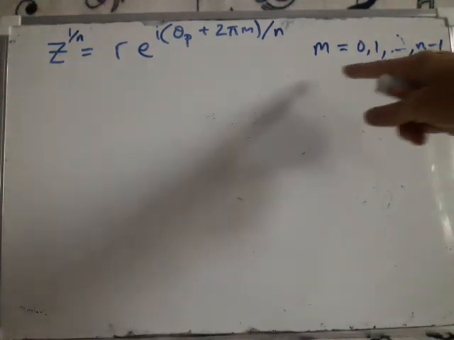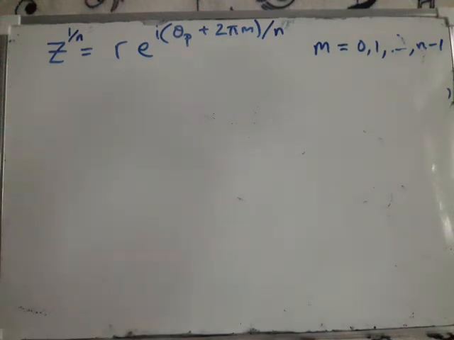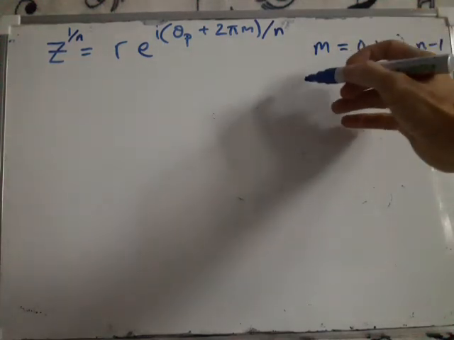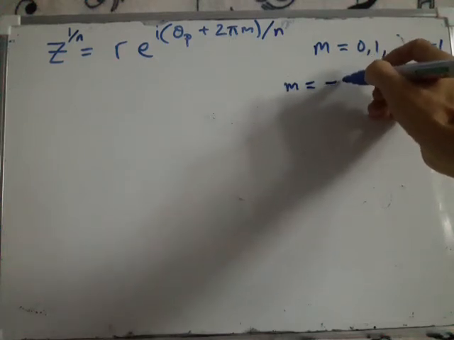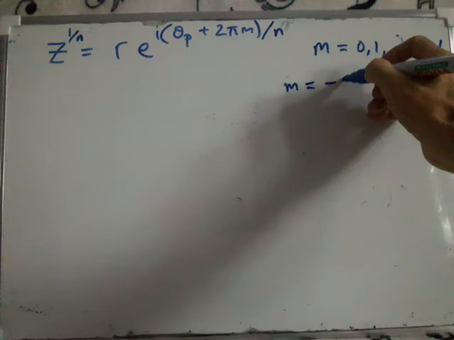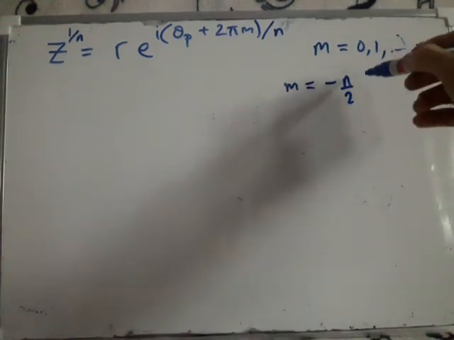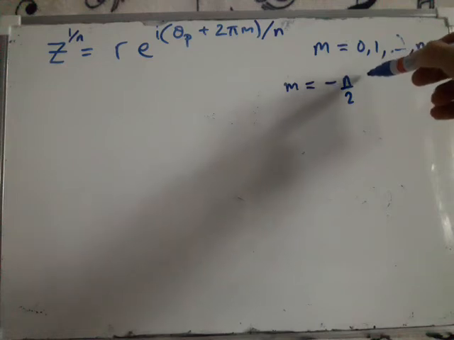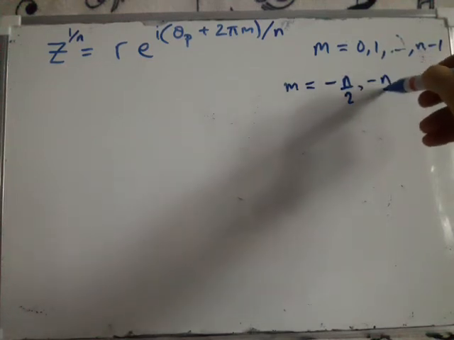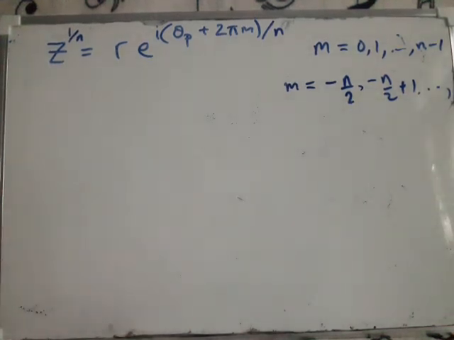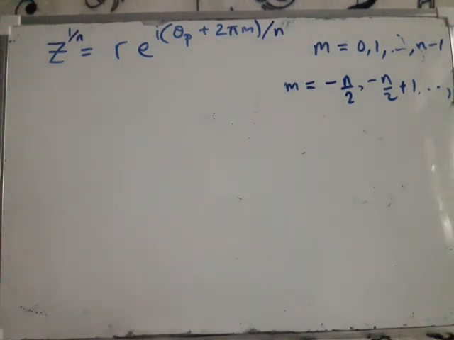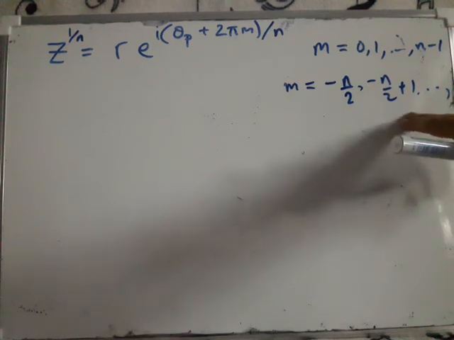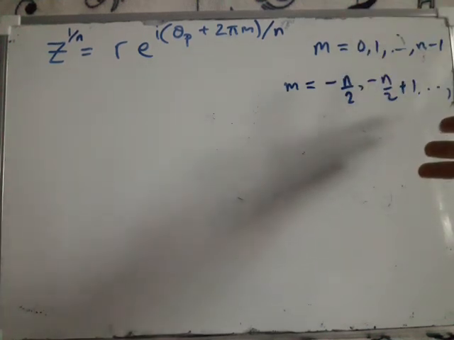Okay. Now, you could choose m to be 0, 1 up to n minus 1, or you could choose any consecutive integers. You could also choose, for example, m equals minus n over 2 if n is even, or minus n minus 1 over 2 if it's odd, and so on, and then go minus n over 2 plus 1, and so on. You have to do n of these. The advantage of doing this is that you then get some which are negative values and some which are positive values.